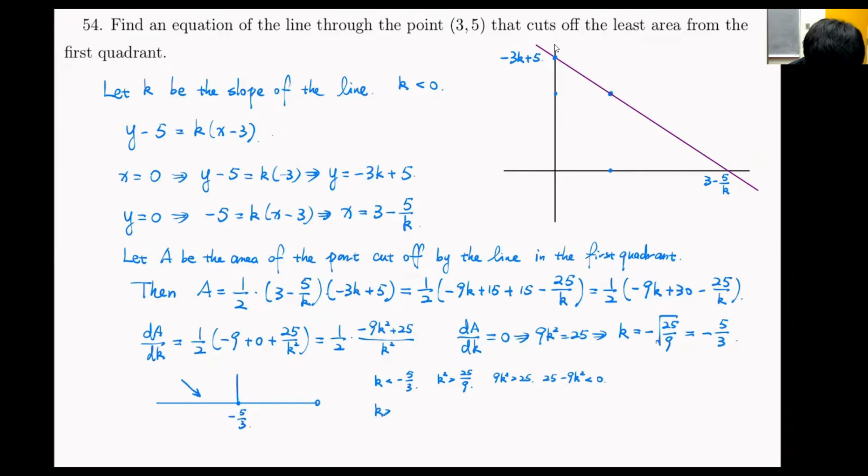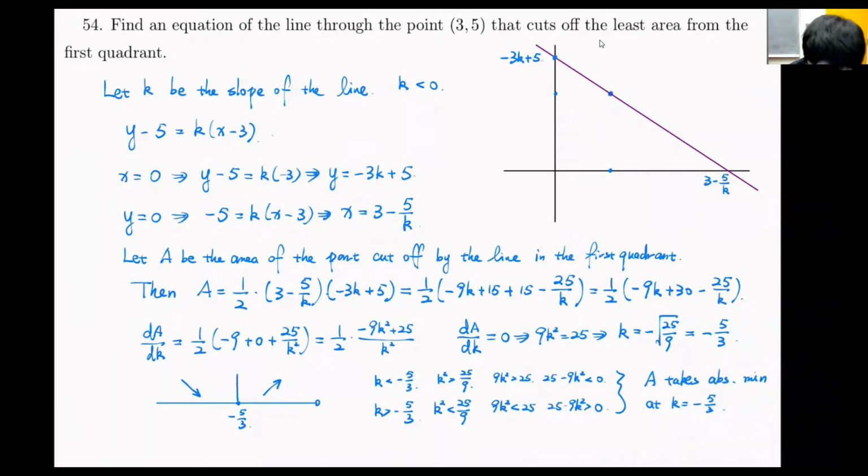Similarly, if k is greater than minus 5 over 3, you would just repeat the process: k squared becomes smaller, 9k squared becomes smaller, and then 25 minus 9k squared becomes larger. This way you see that the derivative is positive and the function is increasing. So the first derivative test tells me that A takes absolute minimum at k equals minus 5 over 3. All right, so this is what you can tell from the first derivative test.